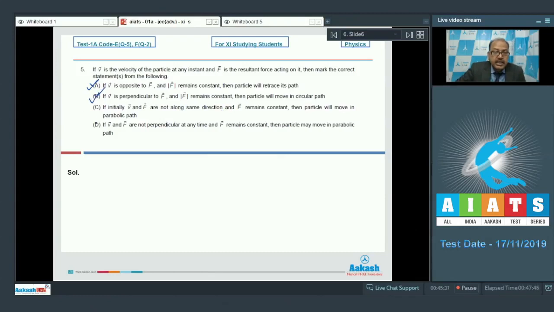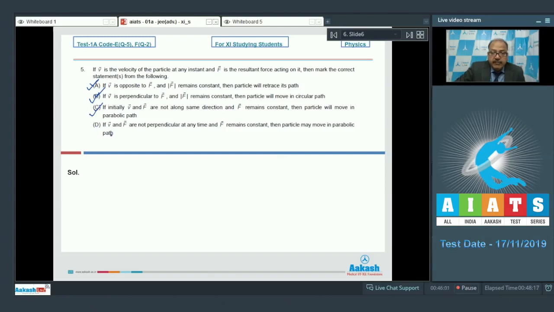Let's look at option C now. It says if the initial velocity v and F are not along the same direction and F remains constant, then the particle will move in a parabolic path. Well, if they are not along the same line and F remains constant, then it will be a projectile motion. So option C also is correct.